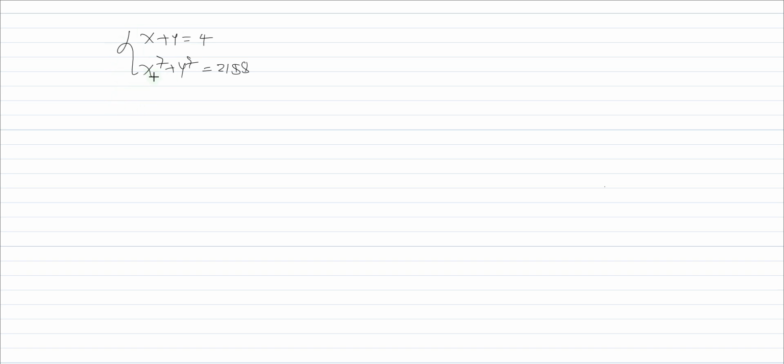Today we have this system of equations, and we are going to find the solutions, both real and imaginary solutions. First of all, we have x plus y equals 4 and x to the 7 plus y to the 7 equals 2188.